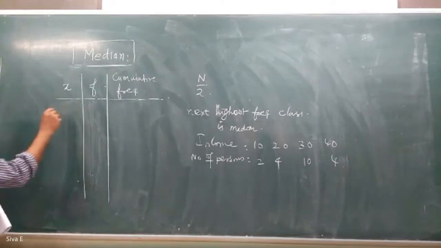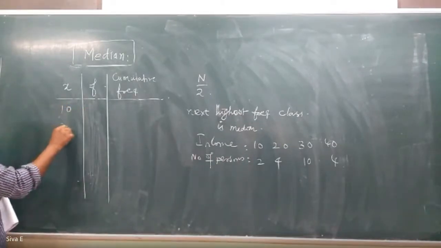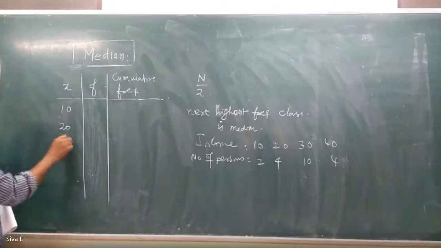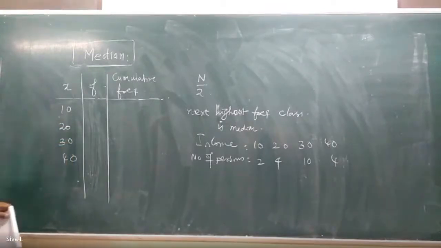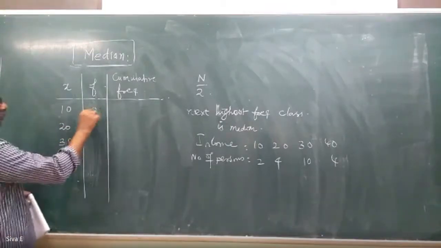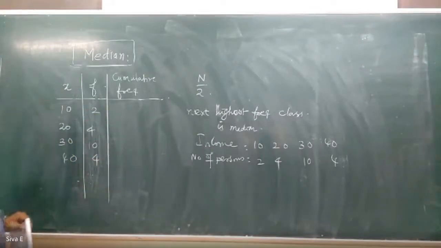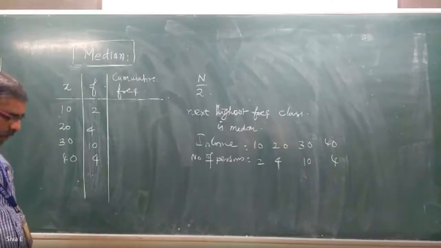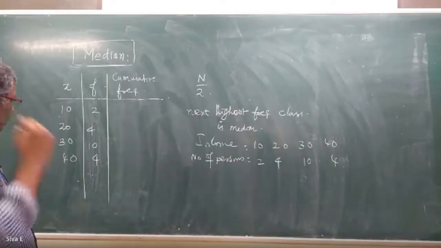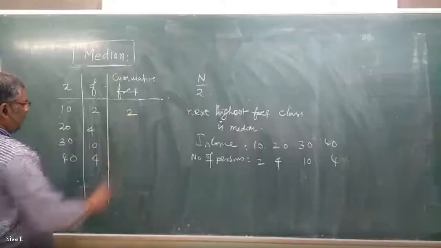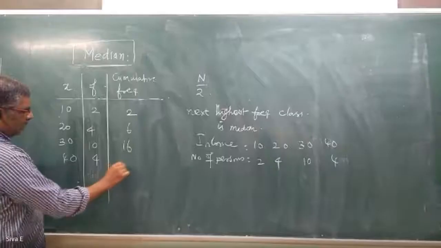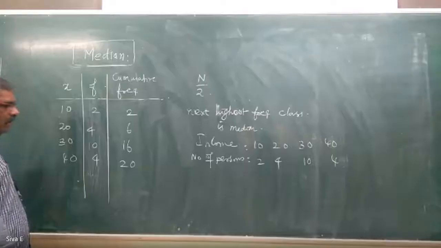10, 20, 30, 40; 2, 4, 10, 4. So what is the cumulative frequency for the first one? 2. Second one? 6. Third one? 16 and 20. Okay, fine.